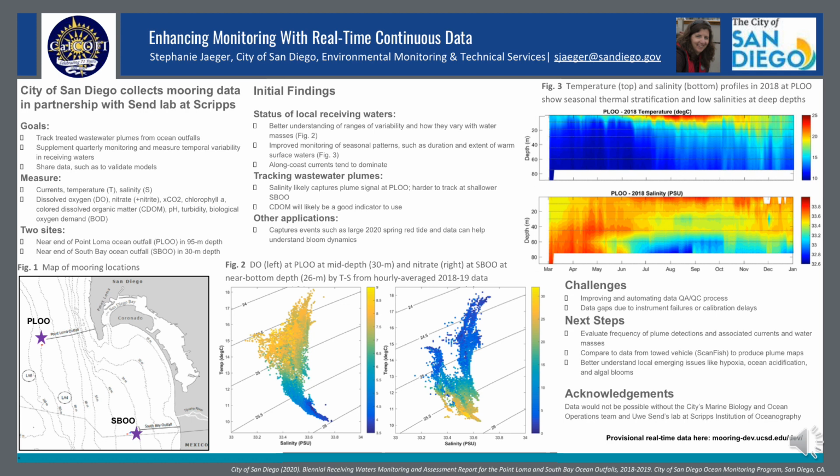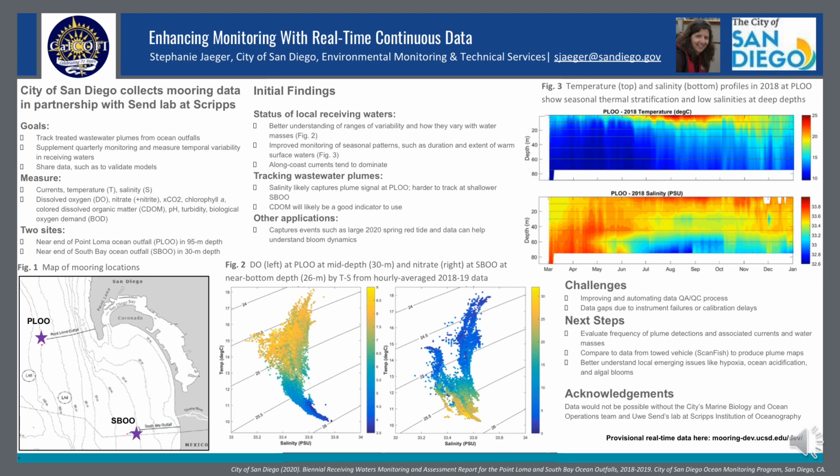I wanted to share a brief glimpse of results for the mooring that we installed in partnership with Uwe Send's lab at Scripps. One main goal of this project is to better understand the dynamics of treated wastewater effluent from the city's 2 ocean outfalls and how the water quality and conditions change throughout the year.